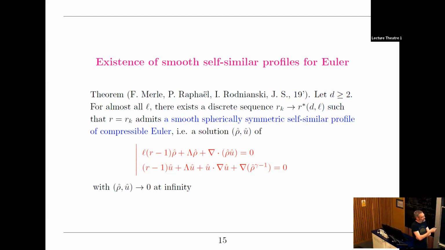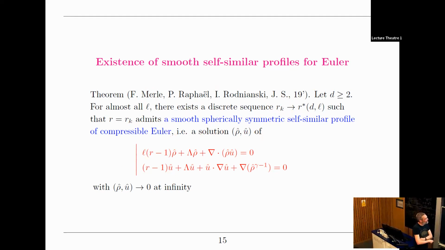Okay, so the result is that for almost any L, there exists a discrete sequence, this is our favorite sequence R_k, and we will understand exactly what this R_k is, which converges to a limiting value R star, such that for any R equal to R_k, you get a smooth, and smooth is the important word here, strictly symmetric self-similar profile of compressible Euler, in other words, a solution to this problem.